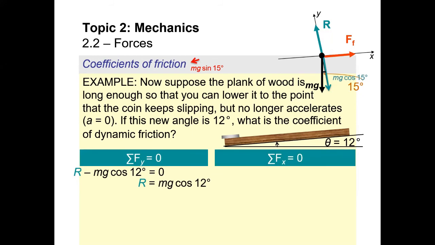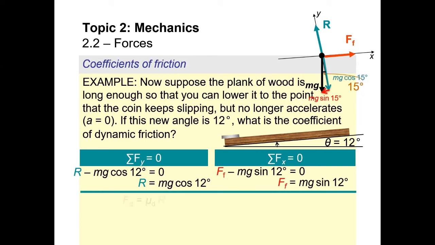As the object is moving with a constant speed, the resultant force in the x component equals 0. It is opposite, so mg sin 12 degrees. Friction force minus mg sin 12 degrees equals 0. Friction force equals mg sin 12 degrees. As the object is sliding, it's dynamic friction. So dynamic friction equals the coefficient of dynamic friction times the normal force.